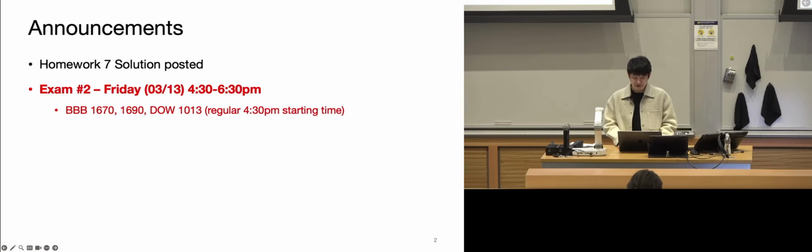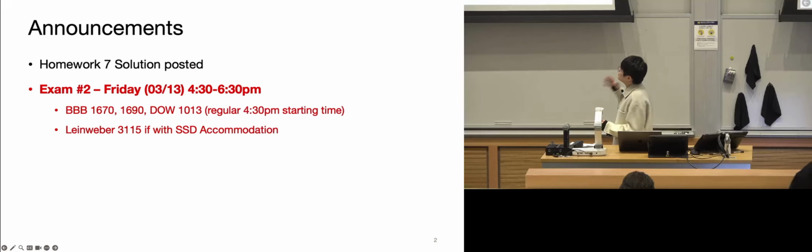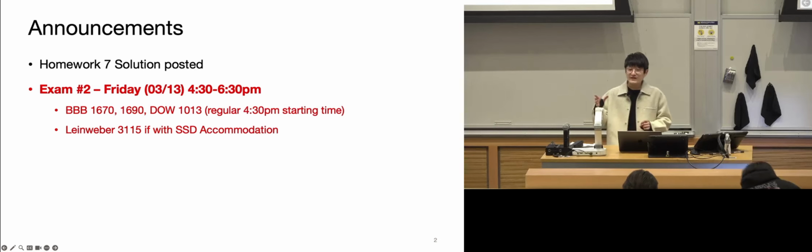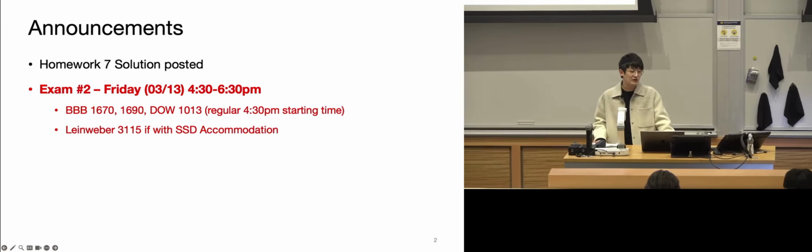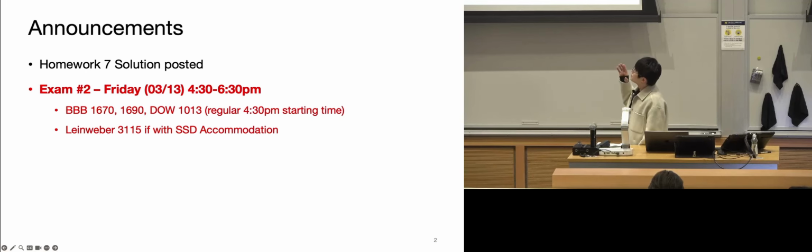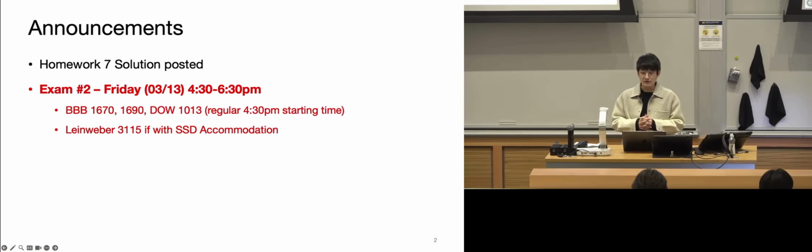For exam 2, if you still remember where you sat last time, go to the same exact room, and you'll be assigned similarly to exam 1. For folks who start earlier, 3115 will be the room that you go to. If you start earlier than 3:30, we will email you a different room number for that.